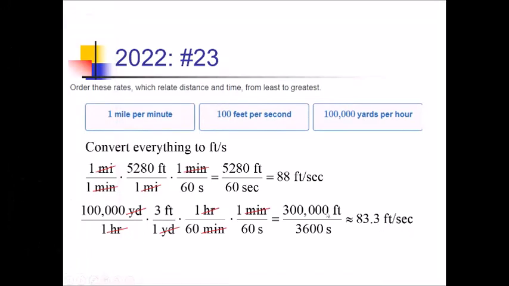So now ordering these from least to greatest, this 83.3 is less than the 88 and the 100 feet per second that I had. So that means 300,000 yards per hour is the smallest quantity. And next up is the 88. That came from the 1 mile per minute. This is less than that, and that is less than what they gave us in the beginning. The 100 feet per second ends up being the greatest.